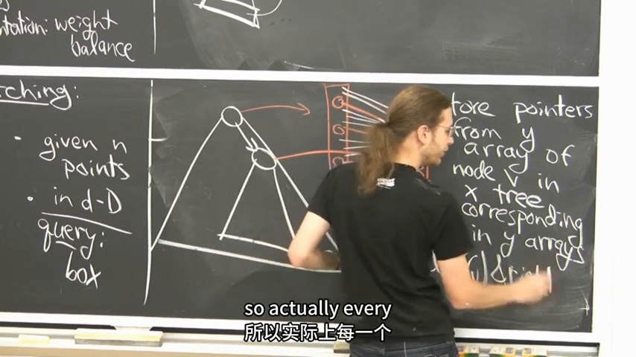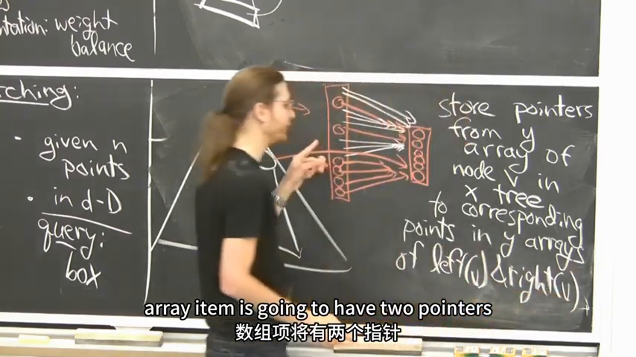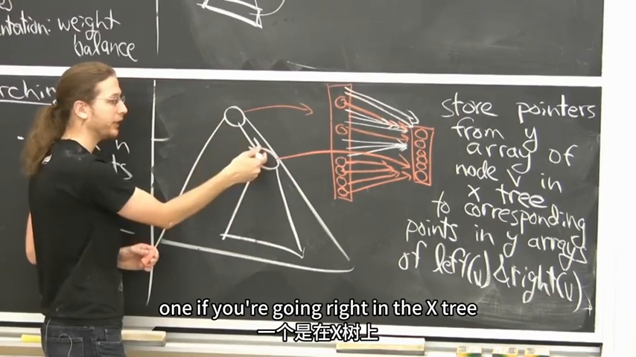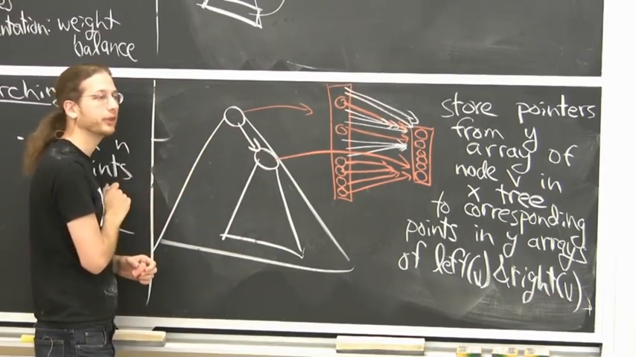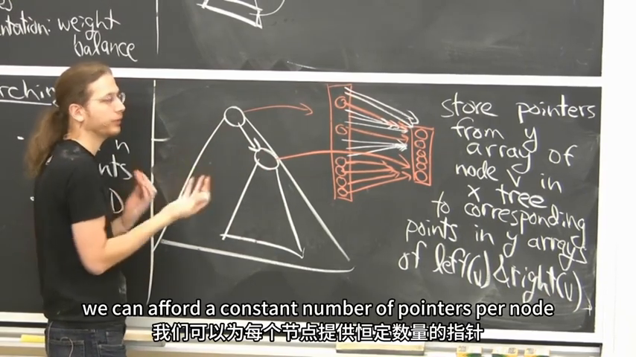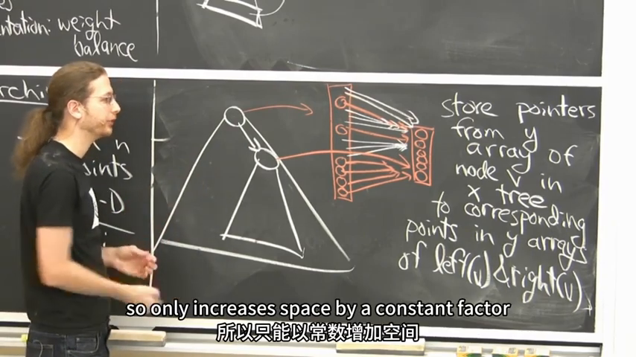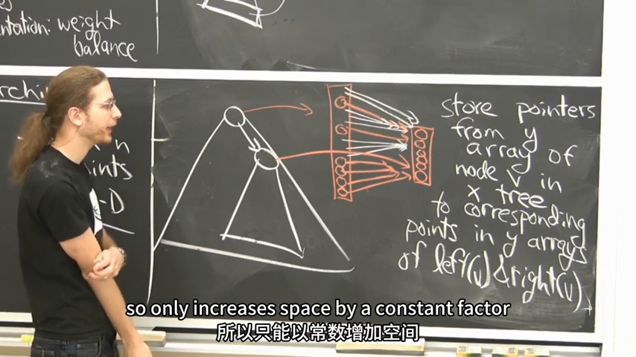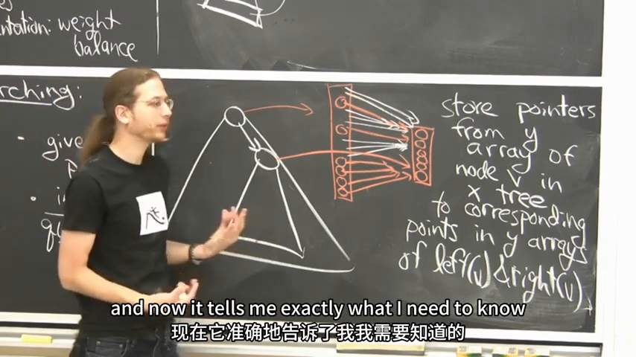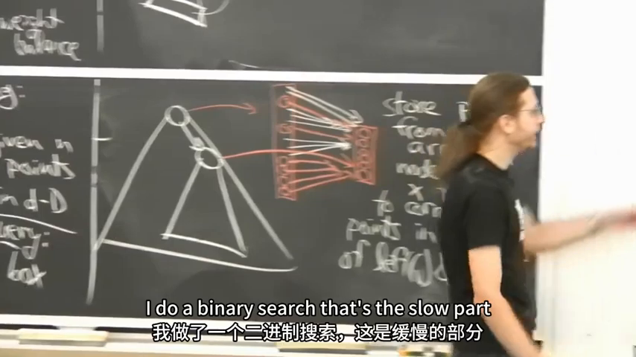So actually every array item is going to have 2 pointers, one if you're going right in the X tree, one if you're going left in the X tree. But we can afford a constant number of pointers per node. So it only increases space by a constant factor. And now it tells me exactly what I need to know. I start at the root. I do a binary search.